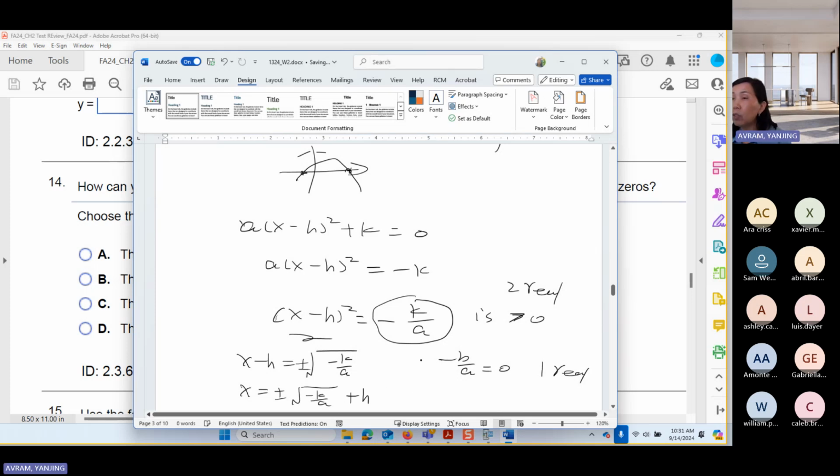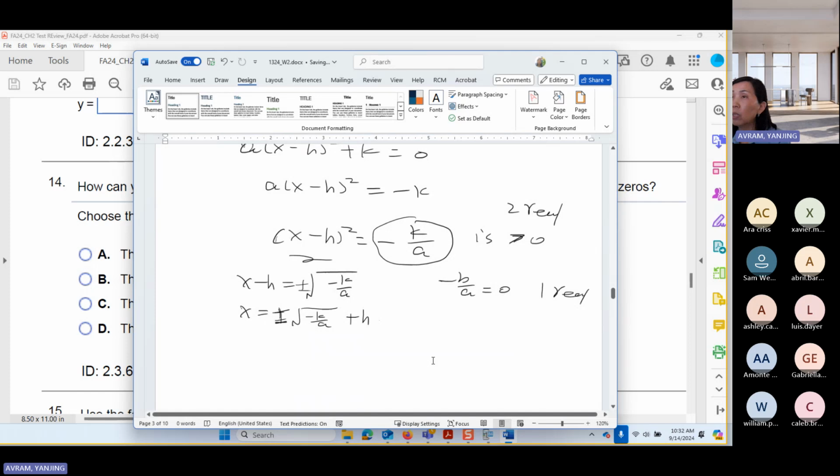Okay, so let's become this one right here. It doesn't matter if h is 0 or not. As long as this one has two solutions, I will still have two real roots. Okay, so this one is a tricky question. But I want to make sure my negative k over a is greater than 0. Okay, so in order for this to be greater than 0, let's see what we have.